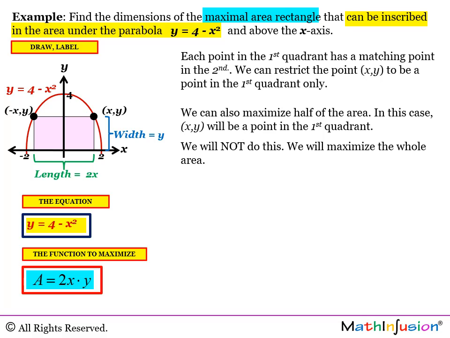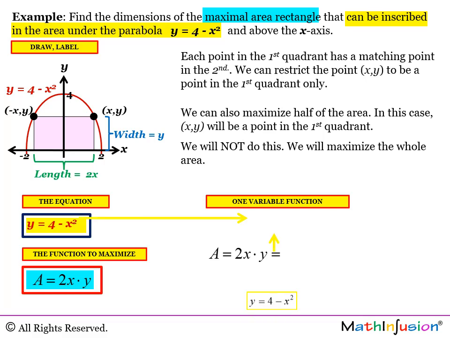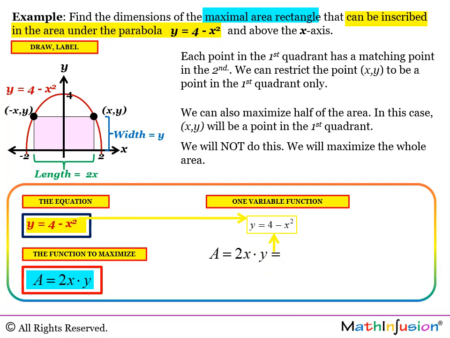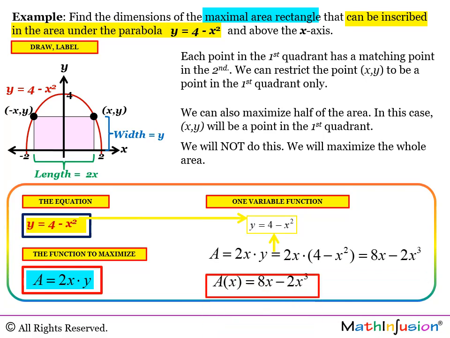We are going to get rid of one of the variables. If A equals 2xy, I'm going to use the fact that y equals 4 minus x to the power of 2 to get rid of y. So we are simplifying the algebra, doing all the necessary algebraic steps, and we get that the area is 8x minus 2x cubed.